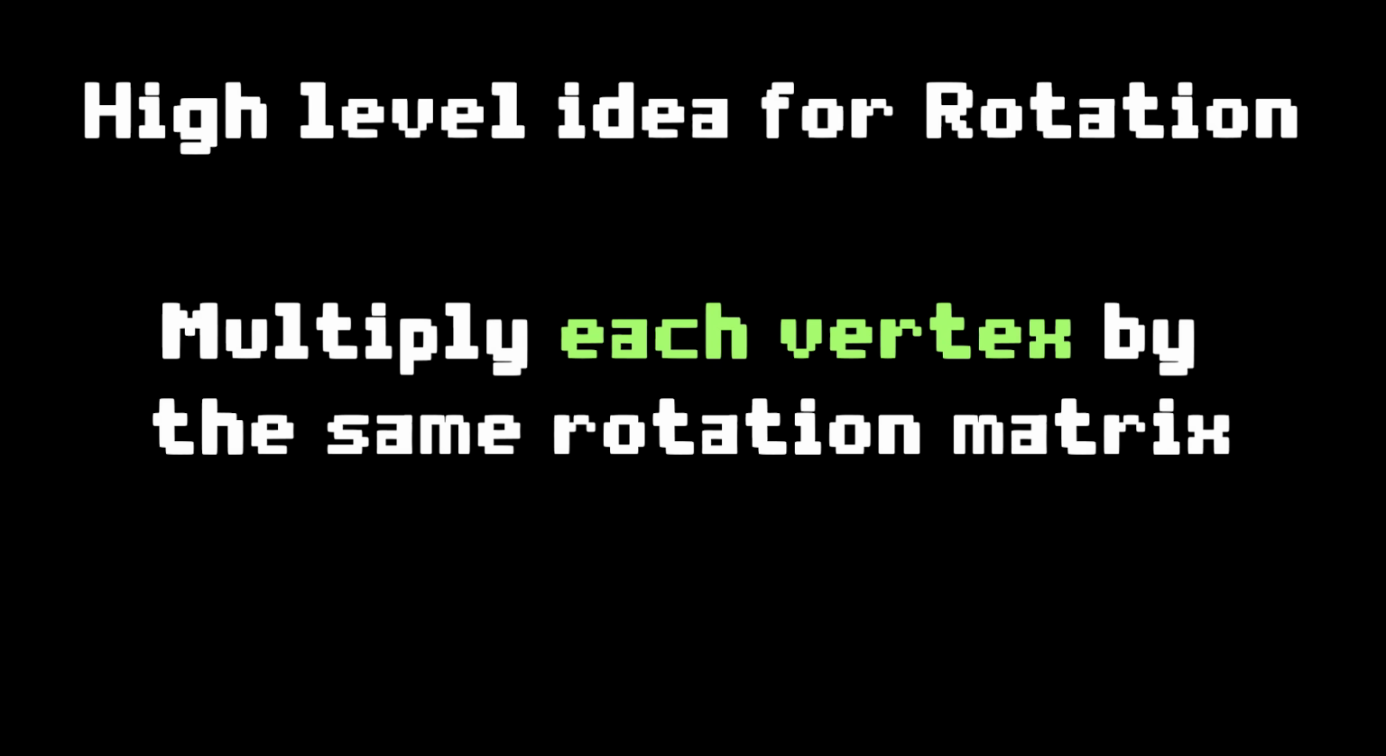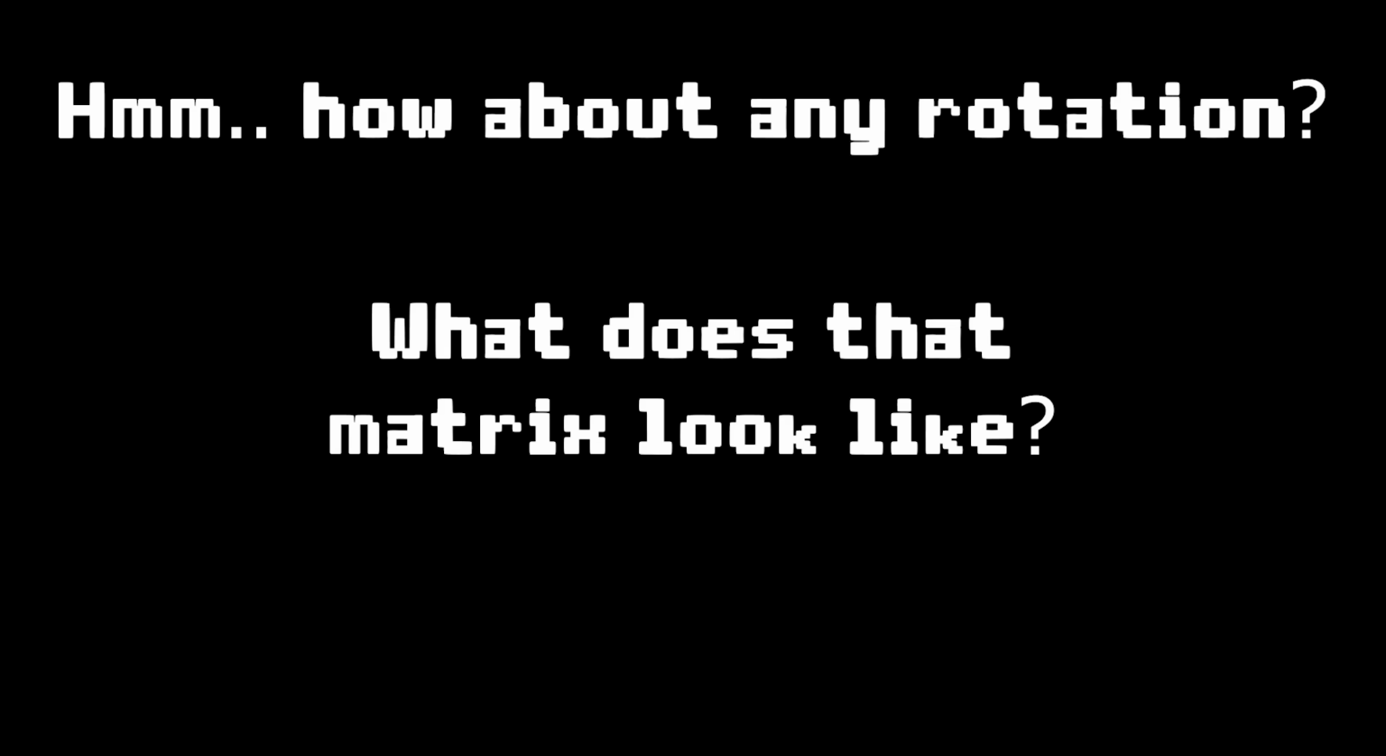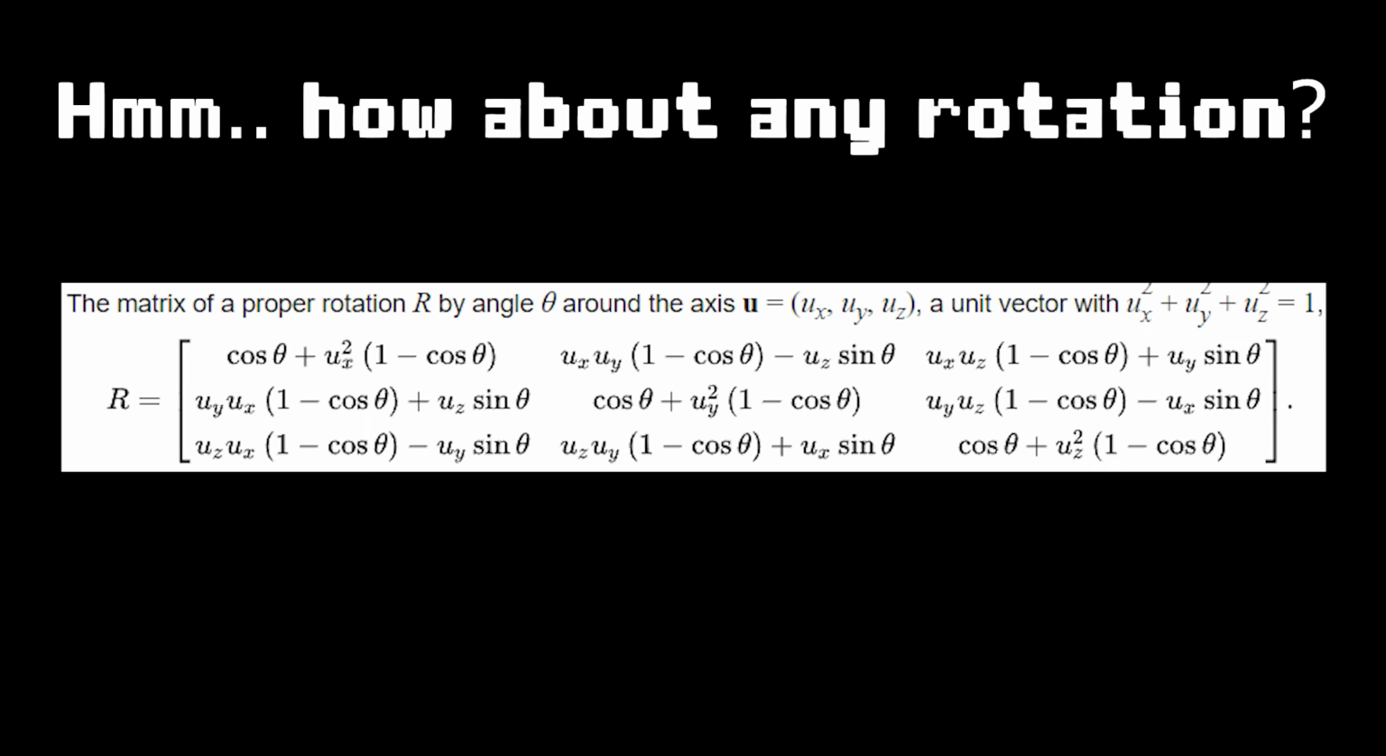But anyways, the basic idea is we're going to take all of our vertices and multiply them each by the same rotation matrix. Now, the other question we need to answer is what type of rotation do we actually want to do? Because that's going to change the rotation matrix. If we want to be able to rotate in any way around any axis, then the rotation matrix looks like this. That's really scary. I don't want to do that.